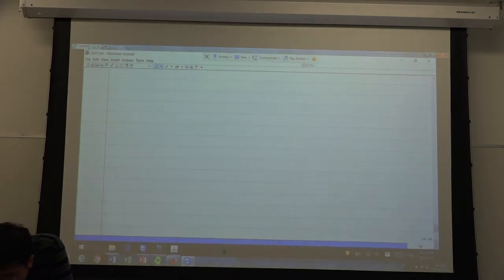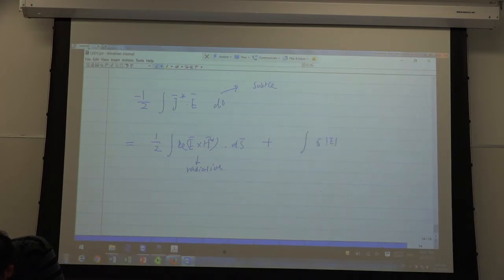I just draw this pointing. This is provided by the source. It has two parts. One is the real part of E cross H ds. This is called radiative. Another is just sigma E squared dV. This is called non-radiative.